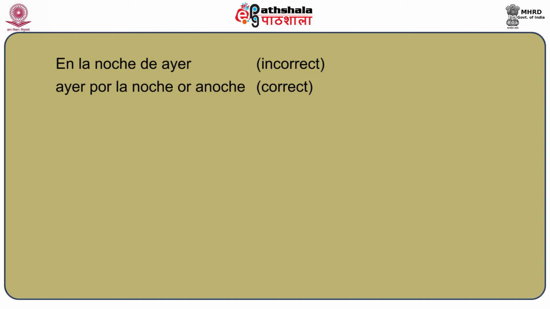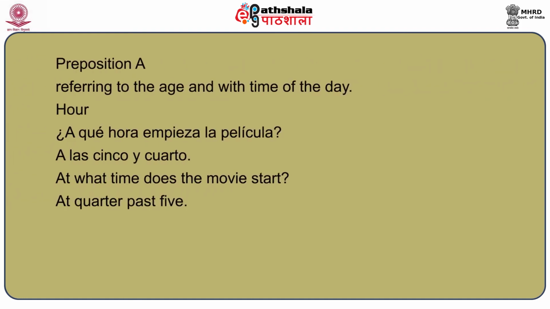The preposition a. The preposition a is used for telling the time, referring to the age, and with time of the day. With hour: ¿A qué hora empieza la película? A las 5:15. At what time does the movie start? At 5:15.